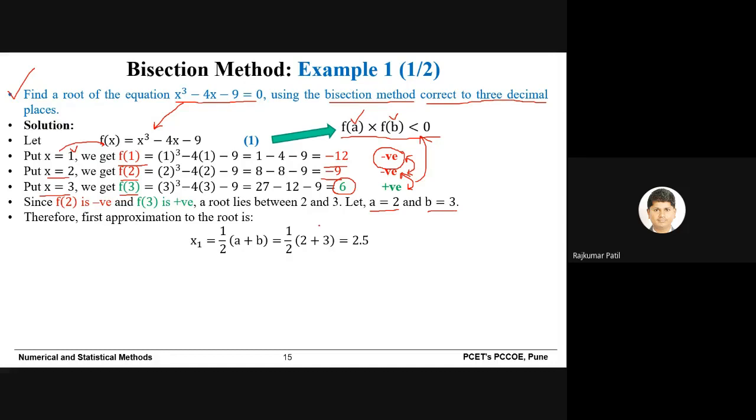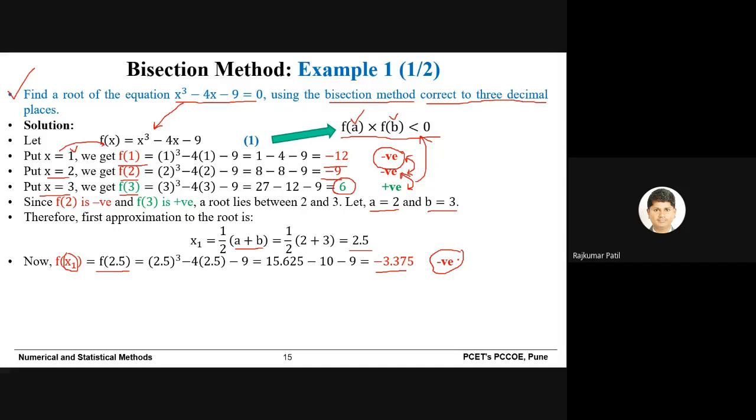Therefore, the first approximation can be calculated as 1 by 2 into a plus b, and you get the answer 2.5. Now what you need to do is put x equal to x1, that is 2.5, and check the value of the function. So f of 2.5 is negative.